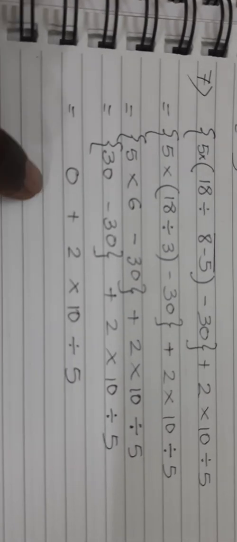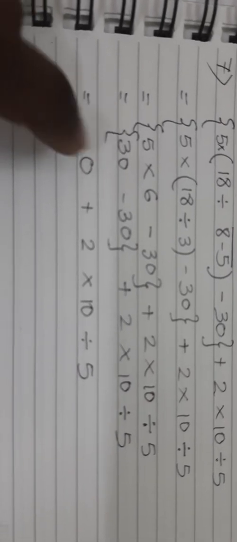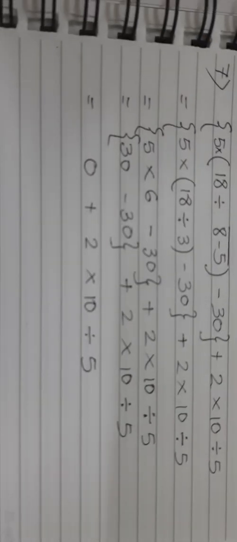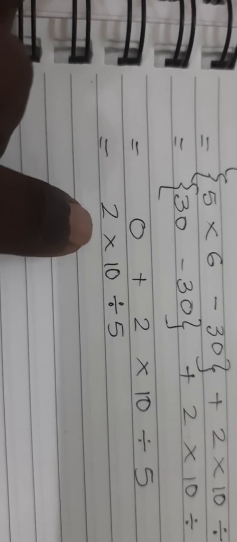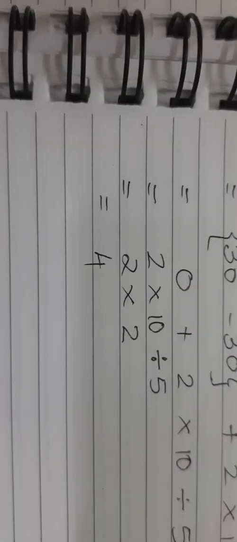Now we will solve all the numbers using the BODMAS rule, because the brackets are solved. Now in the next line we will not write this 0 because 0 has no value. We will just write 2 into 10 divided by 5. So in 2 into 10 divided by 5 you have multiplication and division. Division has preference over multiplication. That means division has to be solved before multiplication. Remember the BODMAS rule? Here division comes before multiplication. So we have to do the same thing here also. So 10 divided by 5 is 2.